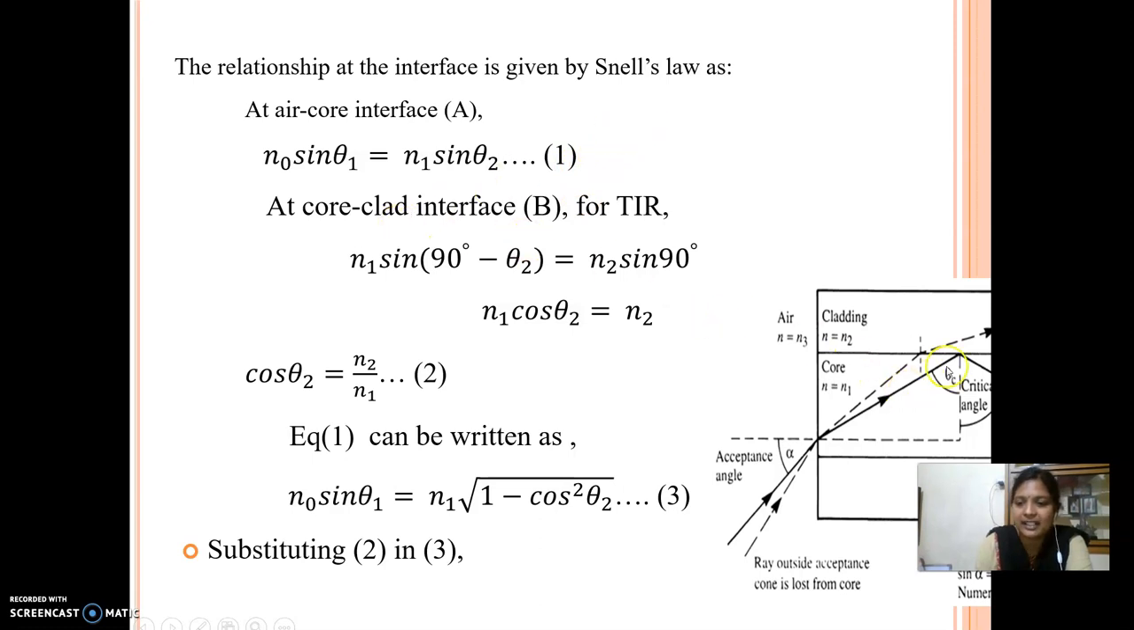Next, at point B, we will again apply Snell's law. Here n1 is the refractive index of the core.